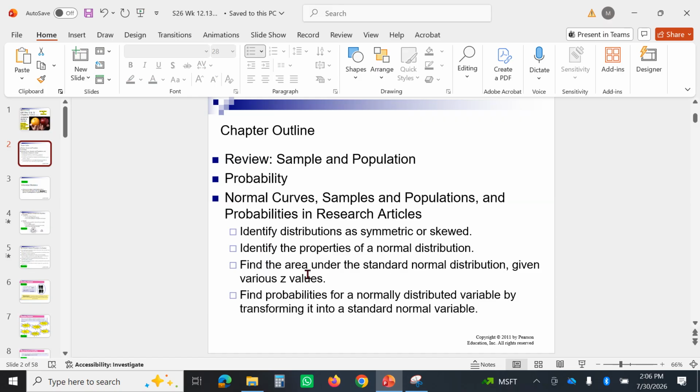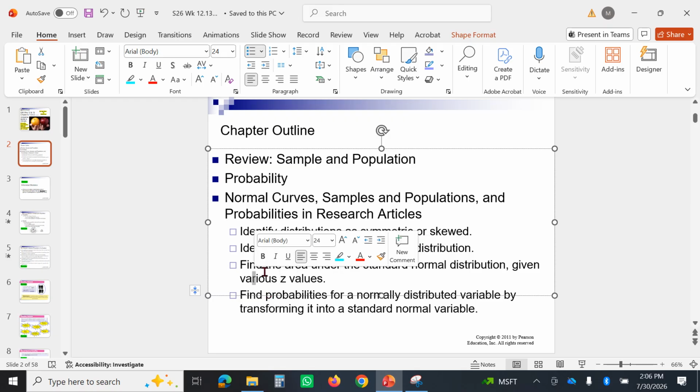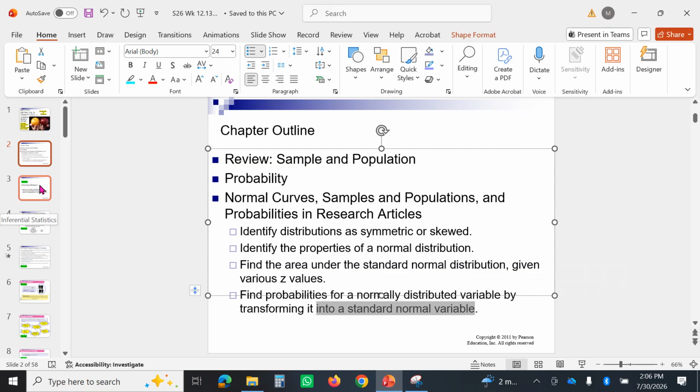Identify the properties of normal distribution. Something called a Z value. They're easy to calculate. Z is just another word for counting standard deviations. We'll get there. Find the probabilities for normally distributed variables by transforming it into a standard normal variable. That's what we're going to be doing, and we'll answer some questions along the way. All right, let's go, shall we?